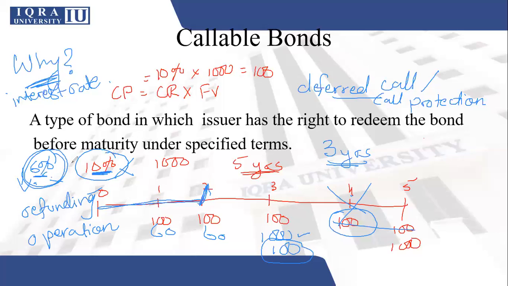So you can see that the call provision is actually putting your investors at a disadvantage, because the investors were enjoying the 10% rate, but now they will have to go with the 6% rate once the money has been returned to them. So this is at the disadvantage of your investors, and they would not like that. So for their protection, you have the call premium and you also have the deferred call protection period.